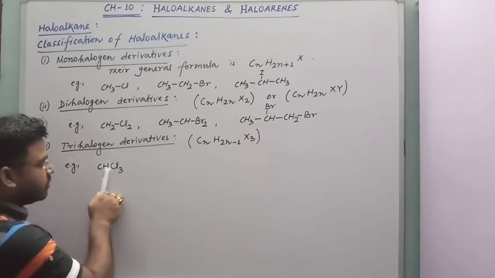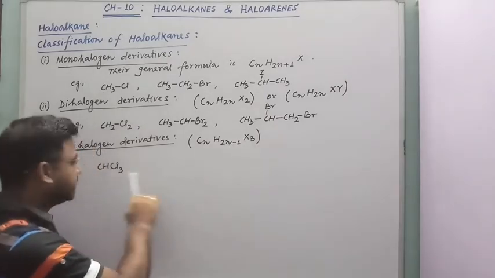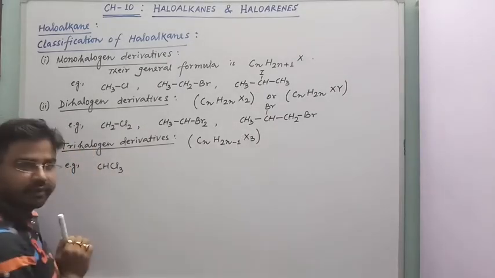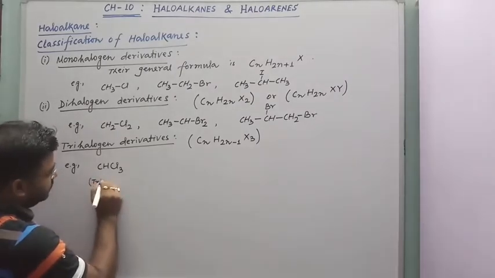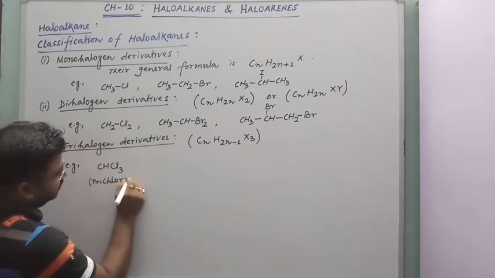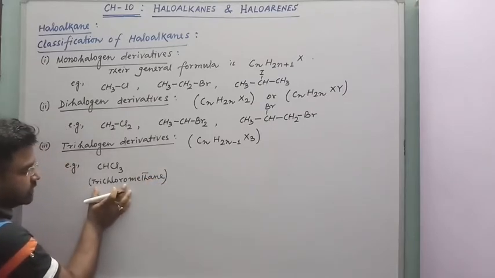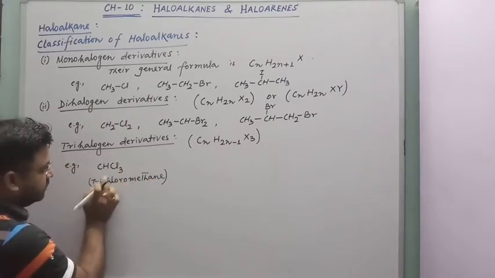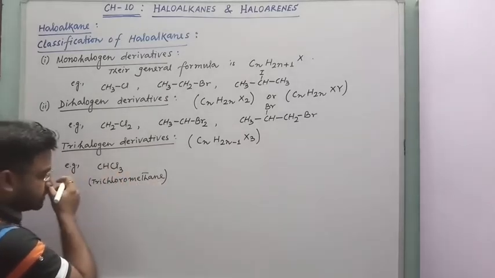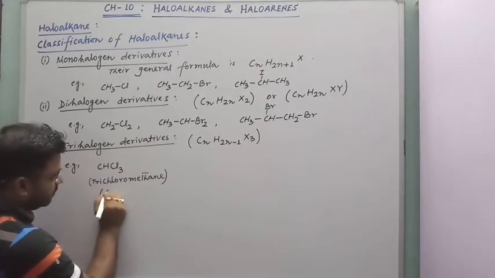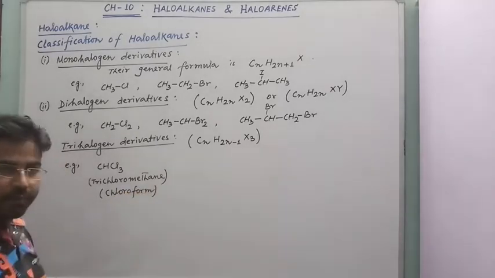Now see, 1 carbon, H2n, 2 into 1, 2, 2 minus 1, 1 hydrogen, CH and X3, Cl3. So this is trichloromethane. Trichloro, chloro is the halogen, how many halogens are there? 3 halogens, trichloromethane, and its common name is chloroform. So CHCl3 is chloroform.